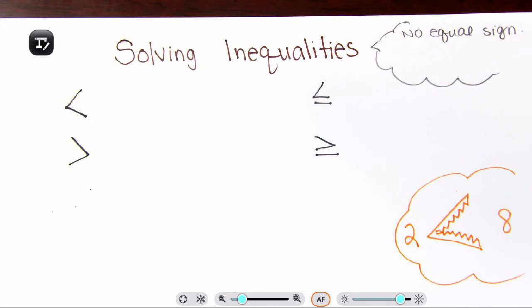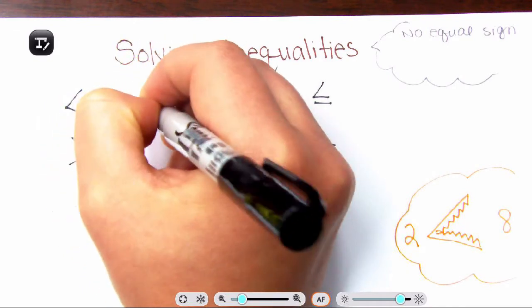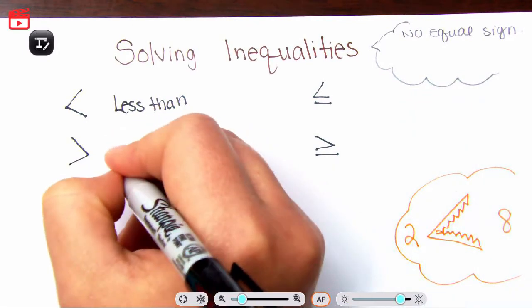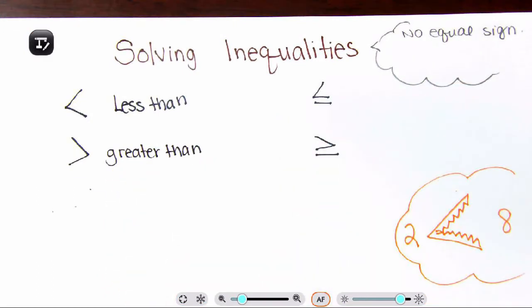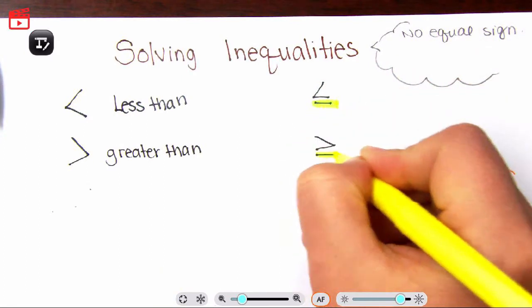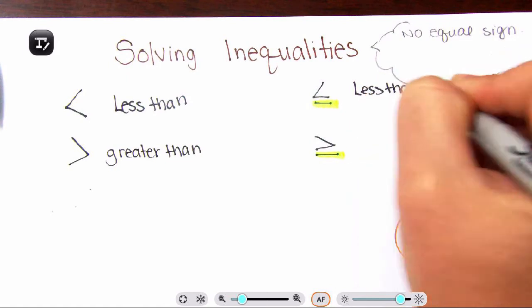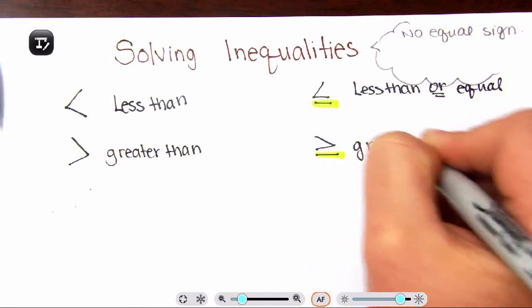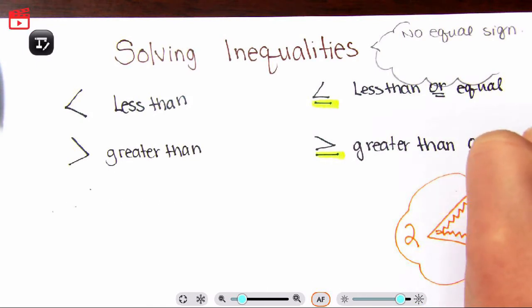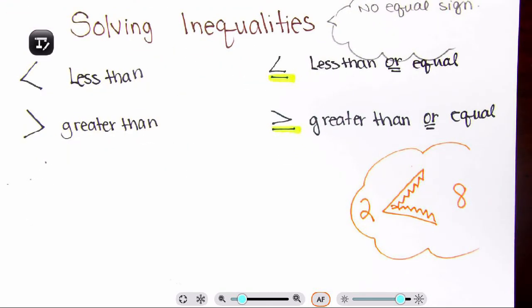All right. So what are these symbols called? When a symbol is pointing to the left, this symbol is called less than. If it's pointing to the right, this is called greater than. But if it has this weird looking line underneath it, that means it could be less than or equal. It could be greater than or equal. Not and. It can't be bigger and equal at the same time. It's either bigger or it can equal.